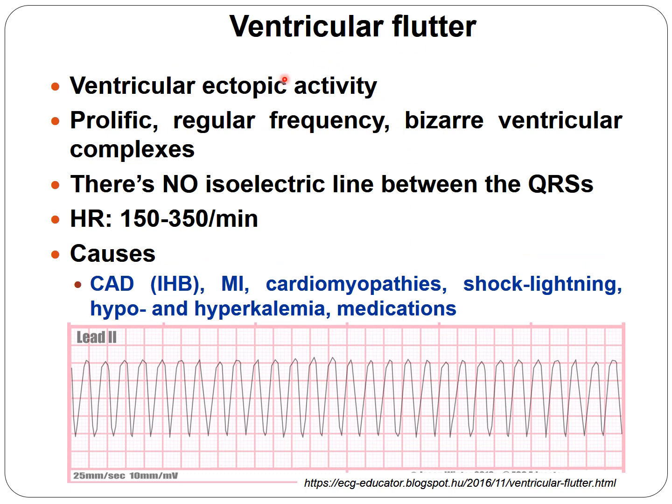Ventricular flutter: again the rate is going to increase, and between the contraction and relaxation there is no pause period, so no isolated baseline between the QRS complexes. The rate of the ventricle is around 150 to 350. It can be due to coronary artery disease or myocardial infarction, cardiomyopathies, shock, lightning for example, or hyperkalemia, and other different medications.